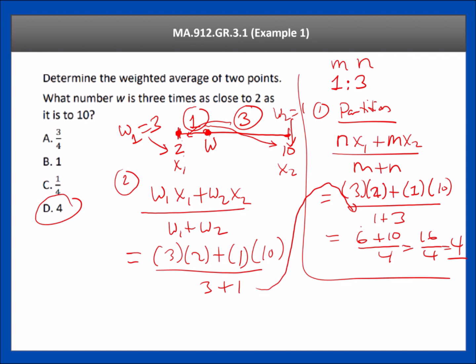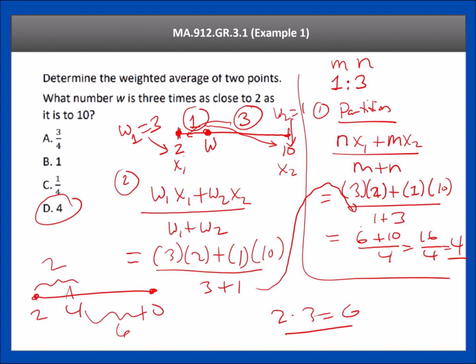So this is in terms of weighted averages. Now here's the quick way of doing it: go through your multiple choice answers. If I try 4 out, how far is 4 from 2? It's 2 away. How far is 4 from 10? It's 6 away. How many times bigger is 6 than 2? It's 3, because 2 times 3 is 6. So it's 3 times farther away from 10 than it is from 2, and therefore the answer has to be D. So that's another way to check your answer. I gave you 3 ways to do this. The second way is the actual weighted average, though.